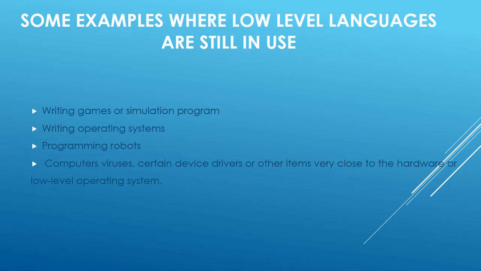Some examples where low-level languages are still in use. There are certain areas where low-level languages are used. For instance, writing games or simulation programs. Simulation programs are used to imitate the real situation in modeling. Writing operating system commands: to build the operating system, the programmer works in the low-level language. Programming robotics, making computer virus programs, certain device drivers, or other items very close to the hardware or low-level operating system.